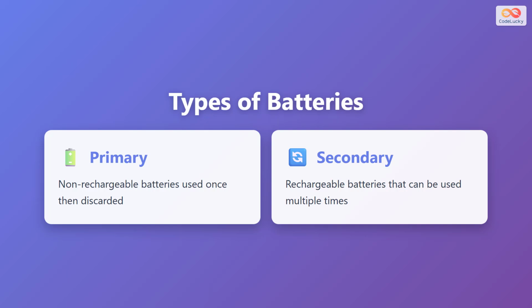Batteries fall into two main categories. Primary batteries are non-rechargeable batteries that are used once and then discarded. Common examples include standard alkaline batteries in remote controls. Secondary batteries are rechargeable batteries that can be used multiple times by reversing the chemical reactions inside them. These include the batteries in your phone and laptop.